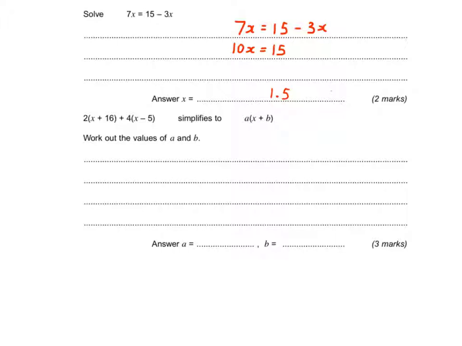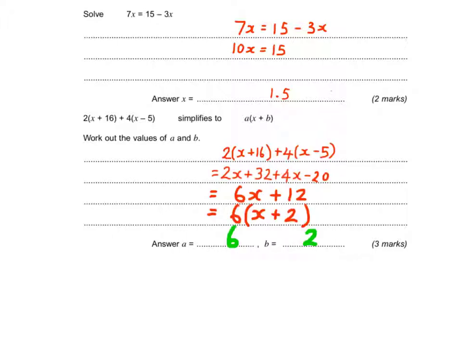Okay, the next question. 2 times (x plus 16) plus 4 times (x minus 5) simplifies to something, brackets x plus something. Work out what those somethings, a and b, are. So we're going to take this thing that we've got here and try and write it in this form. So I'll start off by multiplying it out.